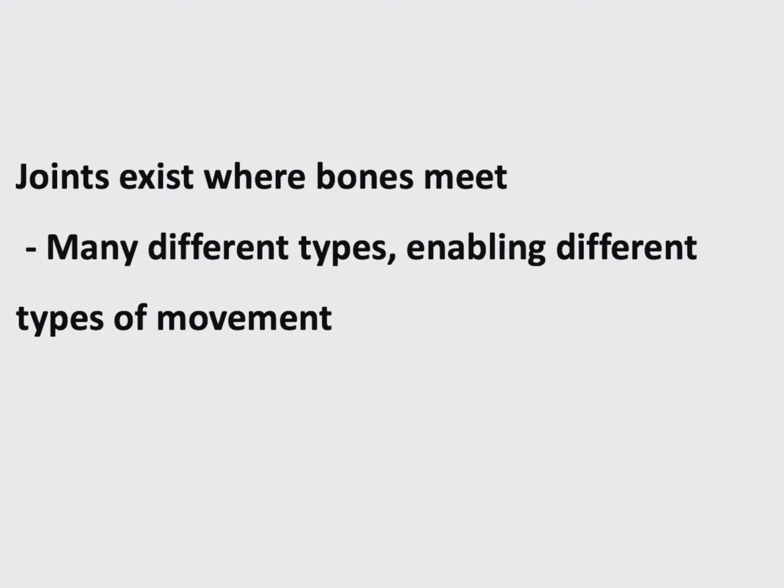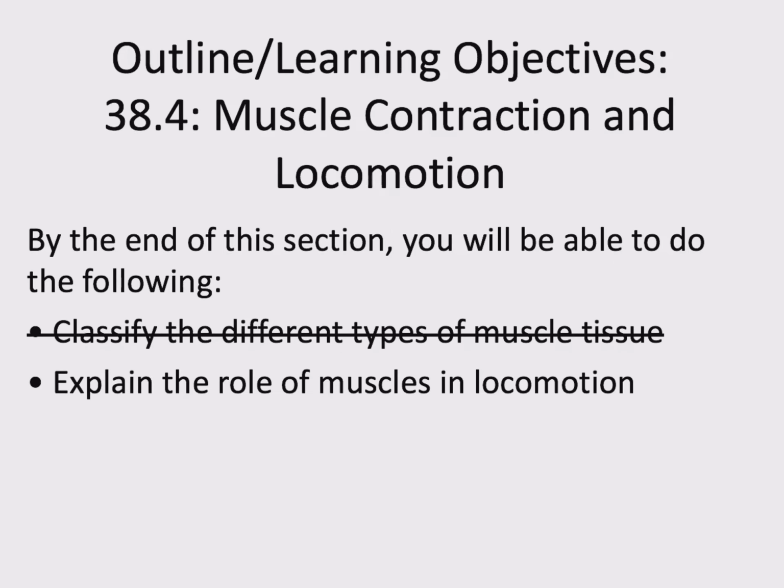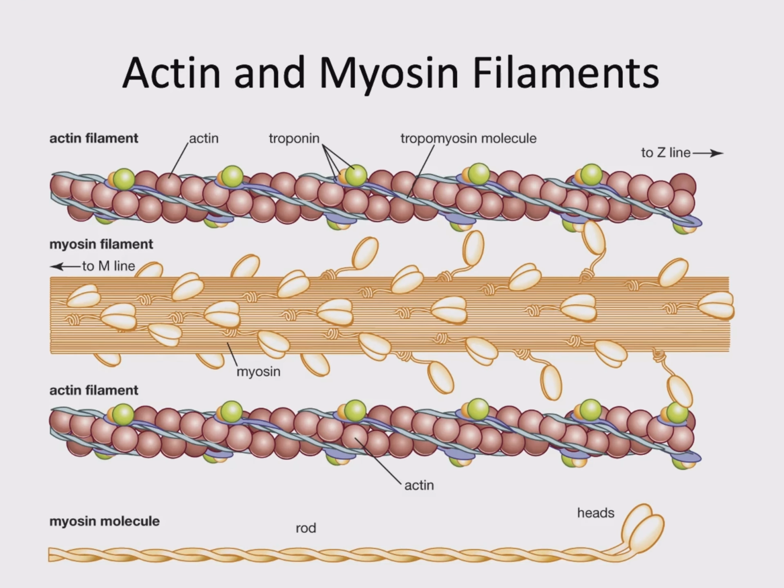Now let's move on to the much more, in my opinion, interesting part of things: muscles, how they work, and how they contract. So let's start zoomed way, way, way in. We're going to zoom out in a second, but zoomed way in at a muscle cell. Muscle contraction is going to be powered by the movement or interaction between two basic types of filaments: thin filaments, also known as actin filaments, and myosin filaments, also known as thick filaments.